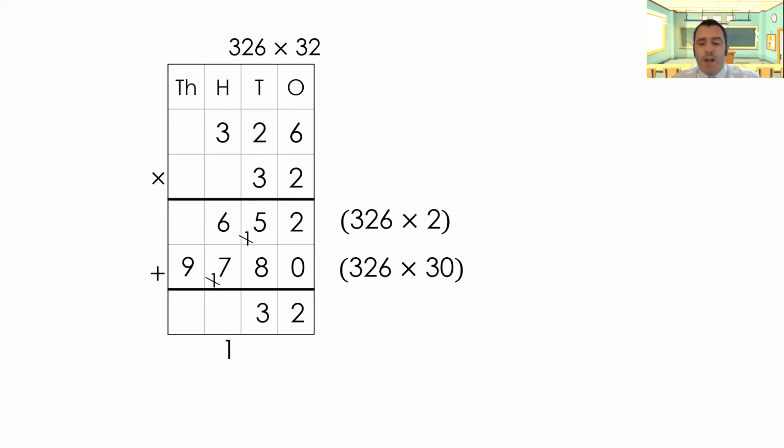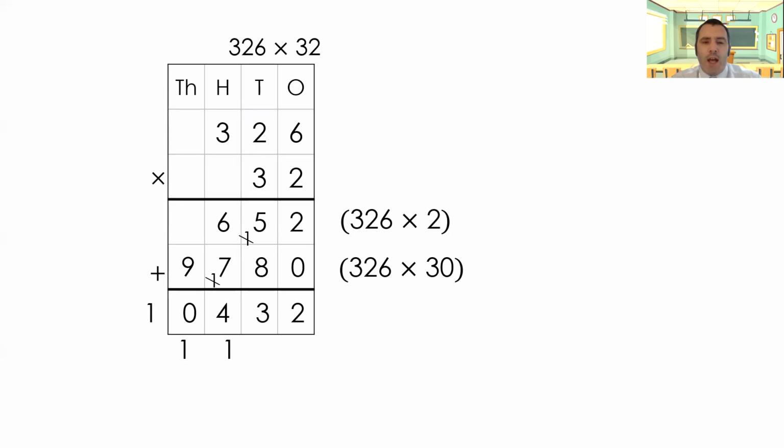6 add 7 is 13 again, but I've got 1 that I've exchanged across. So I've got my 1 to exchange into my thousands. 4 goes there. And 1 and 9, I've done it again. I've not given myself enough space. So I'm going to have 1 hanging over the edge there.